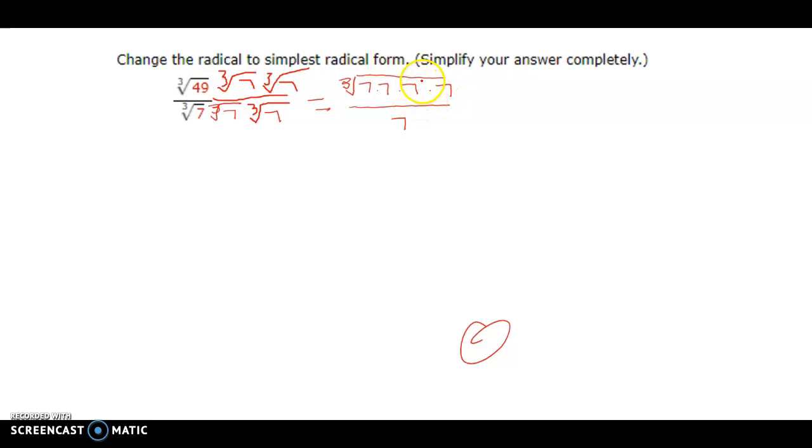That was our goal. Now up here on the top, we also have cube root of 343 as well. So that can become a 7 out in front. And we just have to leave that last 7 underneath the cube root. Finally, 7 over 7 is 1, so we can cancel those, and we end up with our final answer being equal to just the cube root of 7.